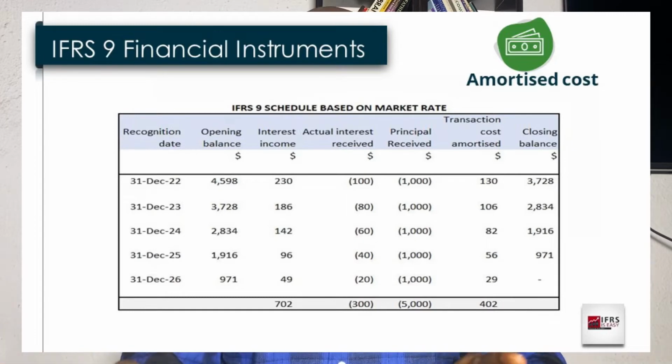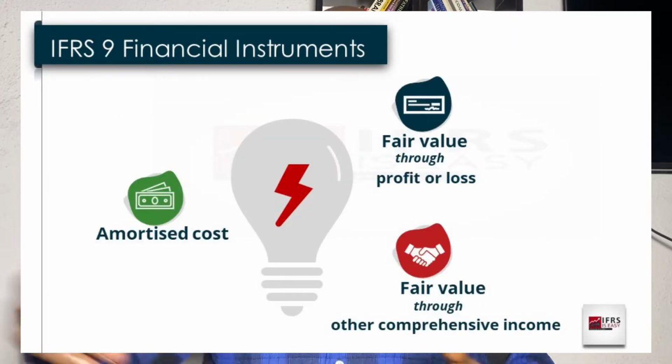But fair value does not do that. Fair value just says what is the current realizable amount as a result of this financial asset, and that's what we recognize. Any difference between the opening balance and the closing balance goes to your profit or loss, or goes to your OCI, depending on which of those two splits of fair value you have chosen as a result of your measurement criteria.